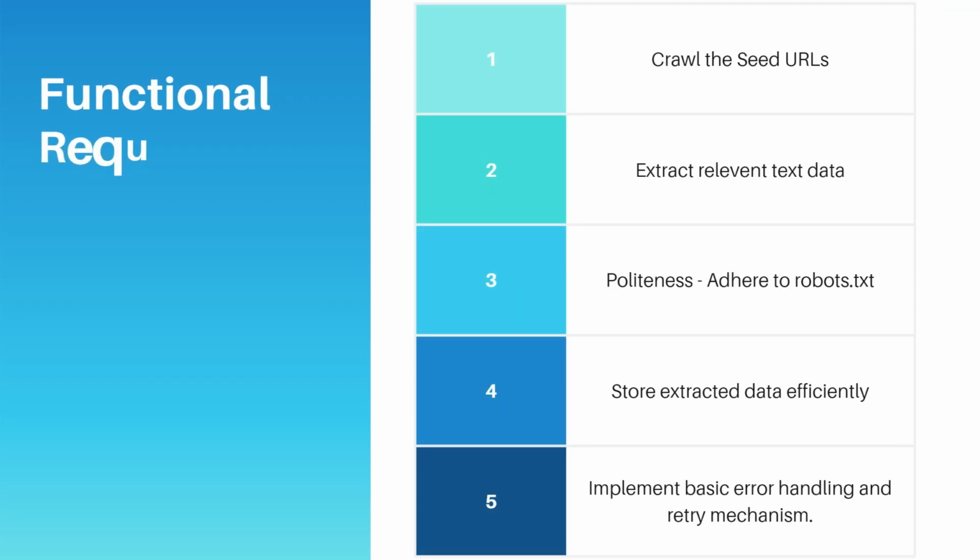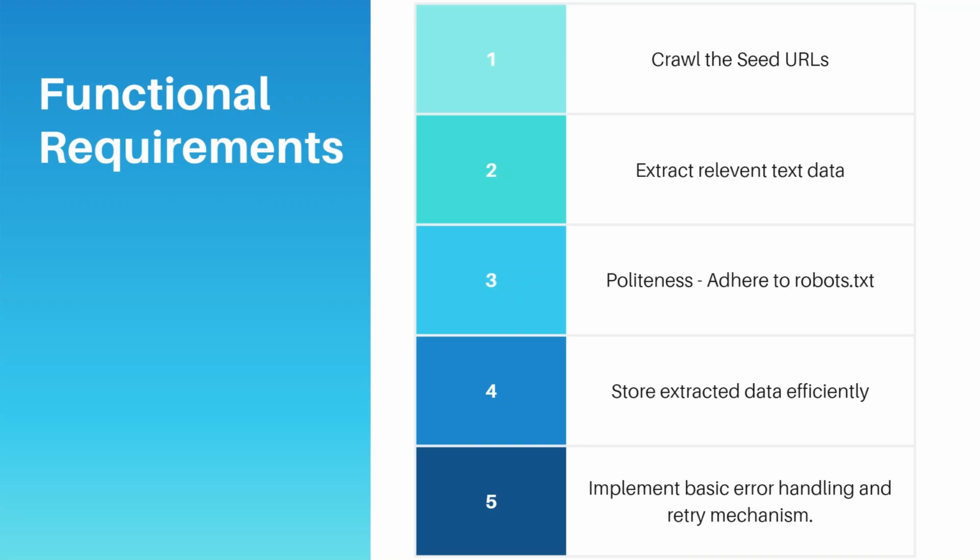Let's start with our functional requirements. The first functional requirement is to crawl the seed URLs. Assume we have a list of URLs whose web pages are supposed to be crawled. These are the seed URLs. Now, when crawling these web pages, we need to extract text data, which is our second point. And while extracting the text data, we need to keep politeness in consideration.